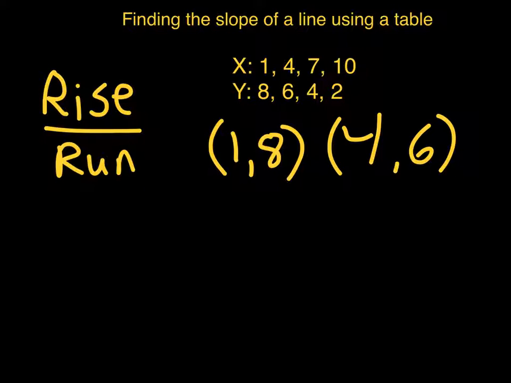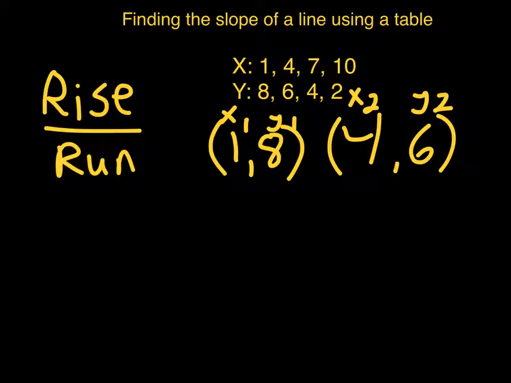Okay, and all I need to do is find the difference in these 2 points. So I'm going to label this x1. This is my x value in my first pair. I'm going to label this y1, and that's my y value in my first pair. x2 over here for my second x value in my second pair, and y2 for the second value in my coordinate pair.